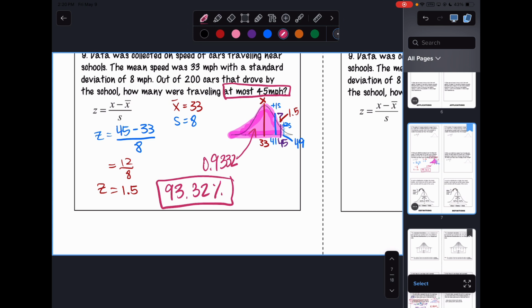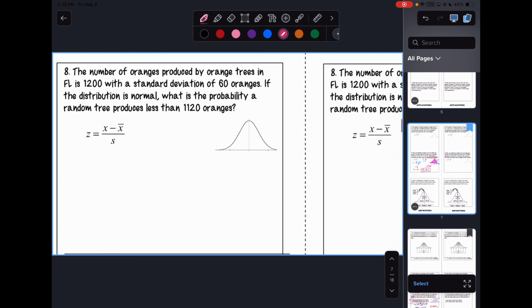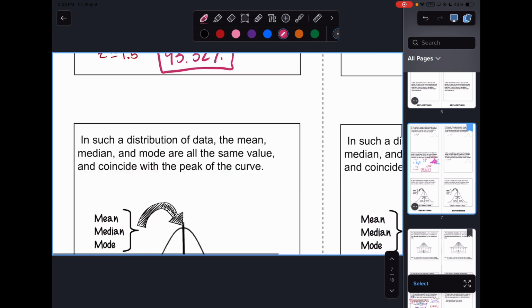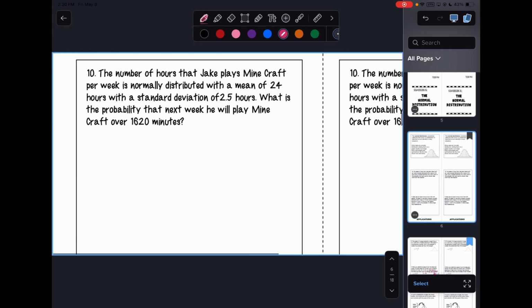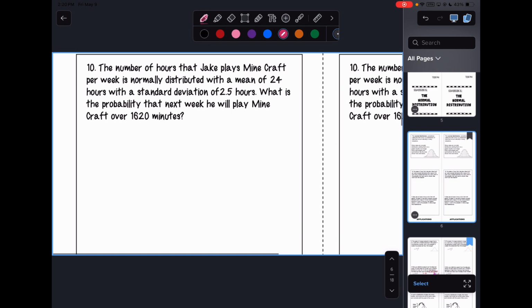You good? Okay, one more. We got this. Go to number 10 for me, please. Which is this one, Minecraft. I hate that they keep having spelling and grammatical errors. The number of hours that Jake plays Minecraft per week is normally distributed with a mean of 24 hours with a standard deviation of 2.5 hours. What is the probability that next week he will play Minecraft over 1,620 minutes?